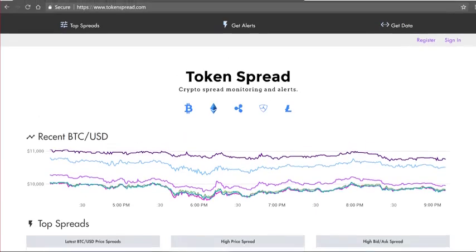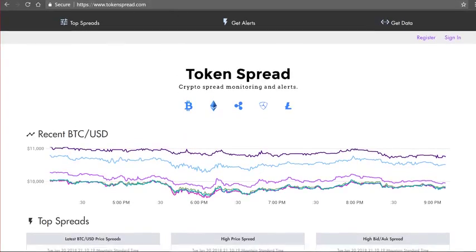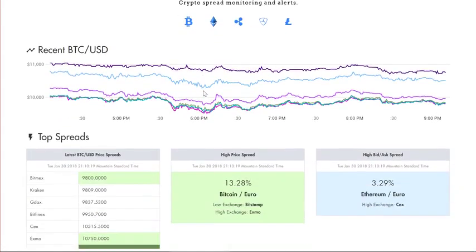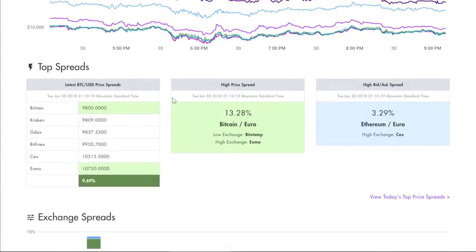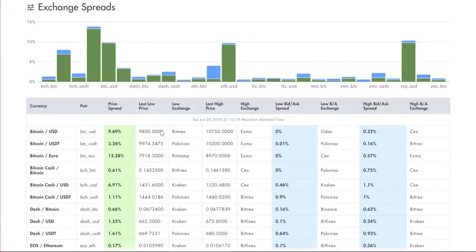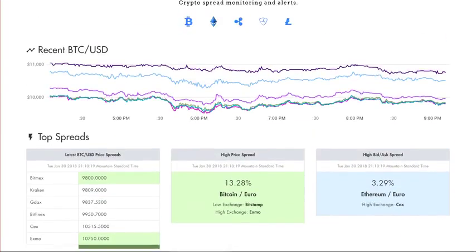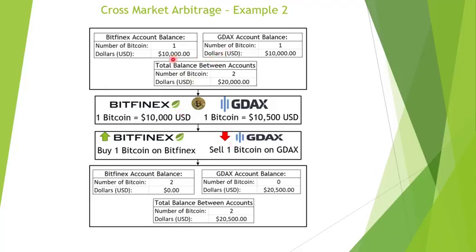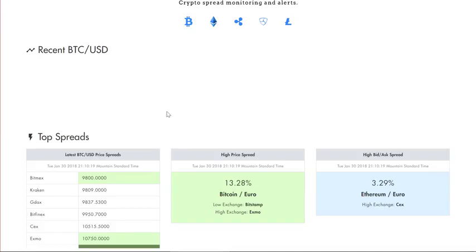There's this website called tokenspread.com that I wanted to show you, and this is a pretty neat website that plugs into a bunch of different exchanges, and it shows you what the price spread is, right? So here we're taking advantage of a price spread of $500, 10,000 to 10,500. That was just a made up example.